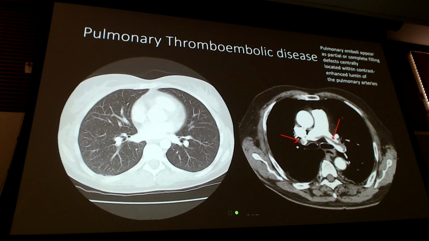Anything that is gray throughout the vessels, what we call a filling defect, is going to be a blood clot when you do these CTs with contrast and you're focusing on the arteries. Right? Here's my main ascending aorta, descending aorta. Okay? But this is my pulmonary artery.